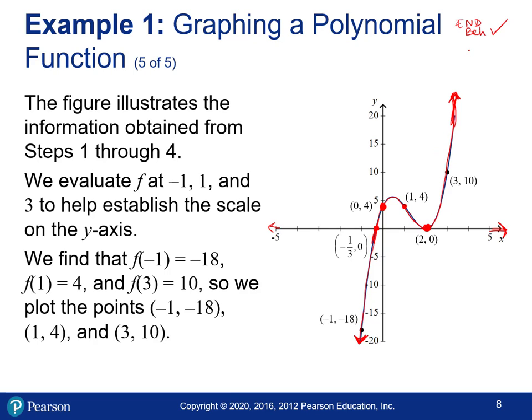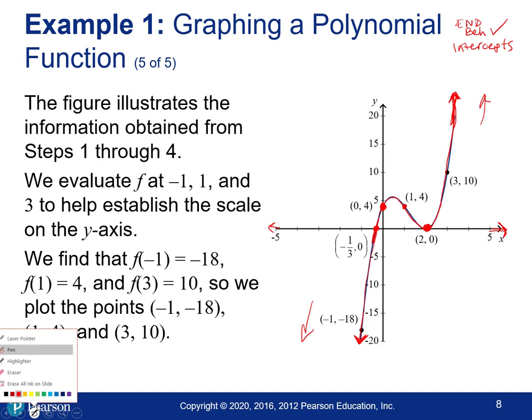We found our end behavior, so we knew the graph went down to the left and up to the right. Then we plotted our intercepts, and so you would plot those points. So let me do it real quick to sum this up. I'll do it in a different color.